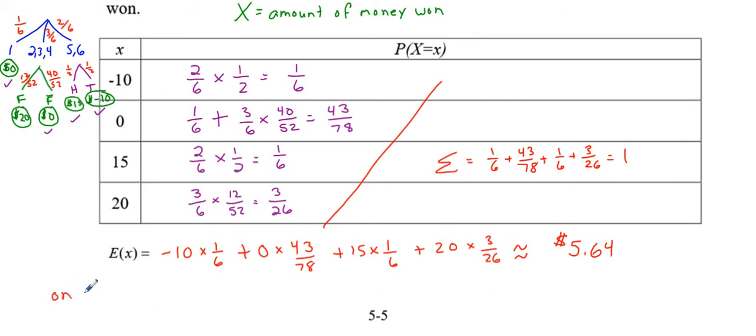So on average, a player will win $5.64 per play. So every time they play the game, on average, they will win $5.64.